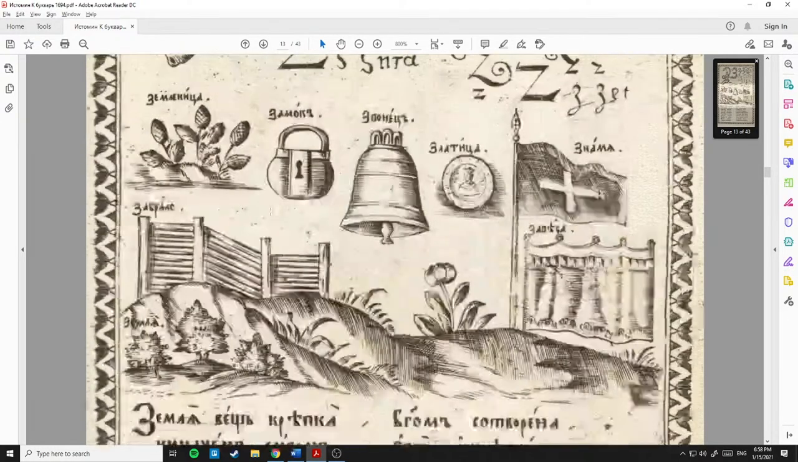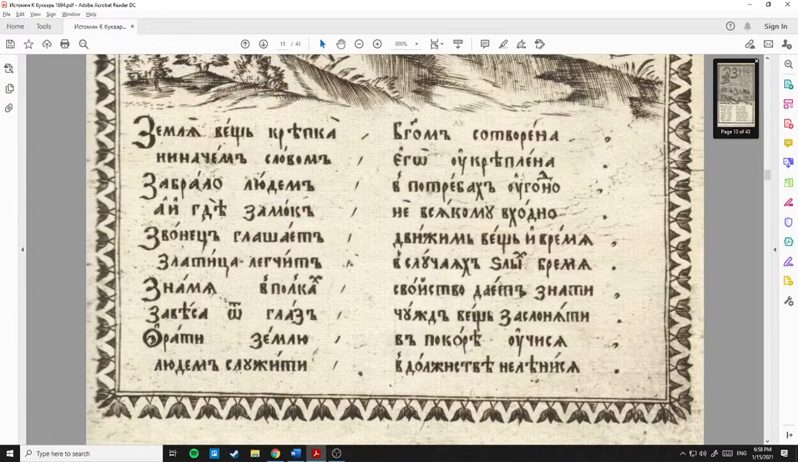Zimlya, zamok, da. Excellent. So let's go on. Zimlya vyesh kriepka. So the earth is a solid thing. Bogom, instrumental of God, with God, sotvorena. So with God it's made. Ninachem slovom, with no words, instrumental. Yevo ukrieplena, ukrieplena is to strengthen. So with no other words, it was strengthened, made by God.